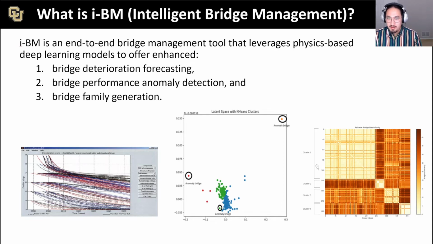And at the end here, we have bridge family generation, which just refers to clustering this bridge data and deriving families of similarly behaving bridges based on the quantitative data, and we could better inform our resource allocation or maintenance strategies based on these generated families or clusters.